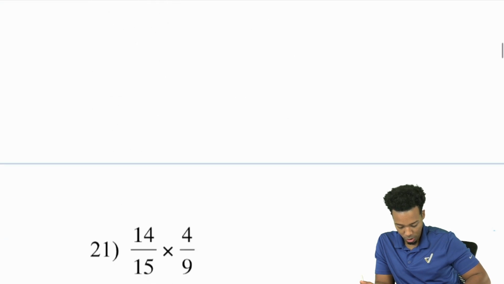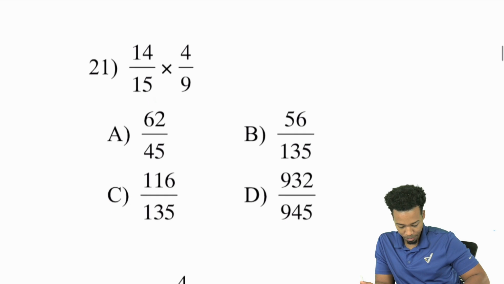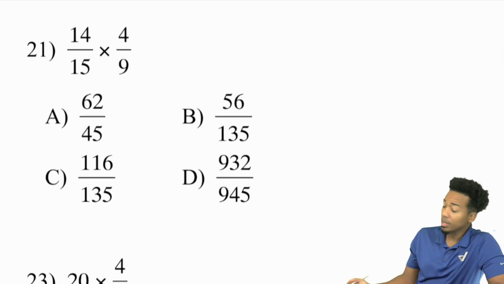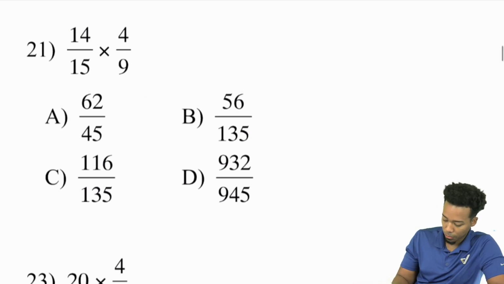I do believe that's going to start off at number 20. Let's see, is it starting here? I mean, we could do this one, but there's nothing in common here. So here, let's just actually do it. 21, yeah, we have 14 over 15 times 4 over 9.